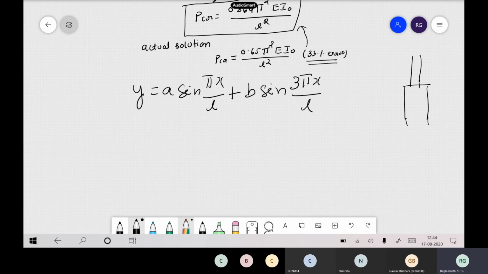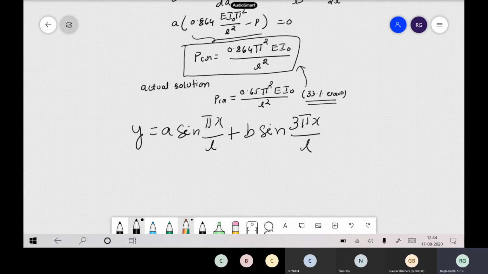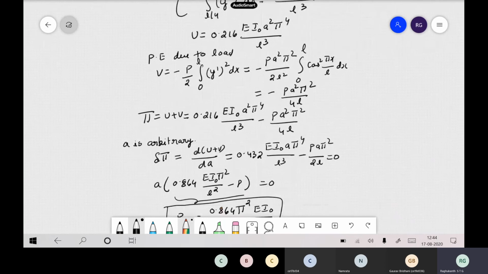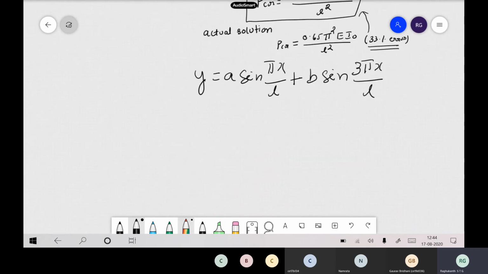So take this expression and solve this once again. The only problem is you have to do all the derivatives. The derivatives we did for sin pi x by L have to be calculated afresh, and we have to do them for sin 3 pi x by L also. All other mathematical expressions remain the same. So many terms will come. You have to calculate sin square pi x by L, sin square 3 pi x by L, and sin pi x by L into sin 3 pi x by L. All those derivatives have to be calculated.